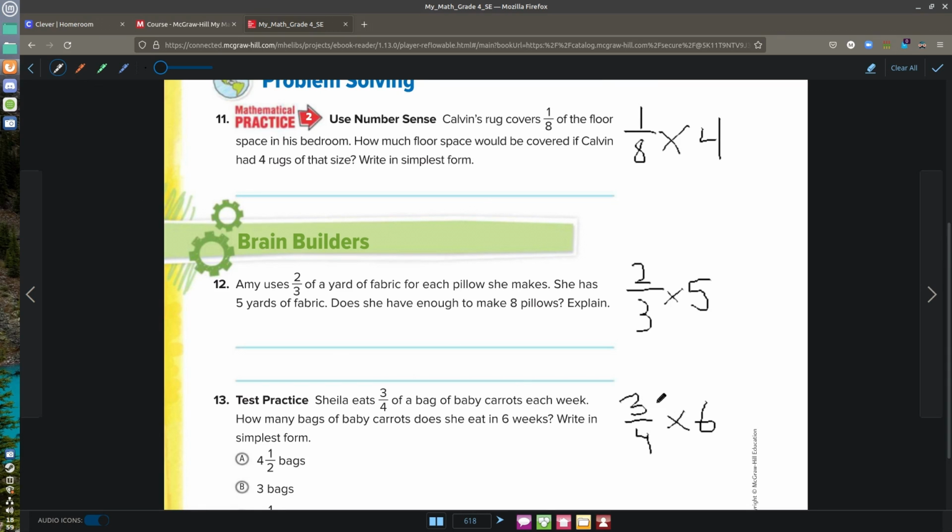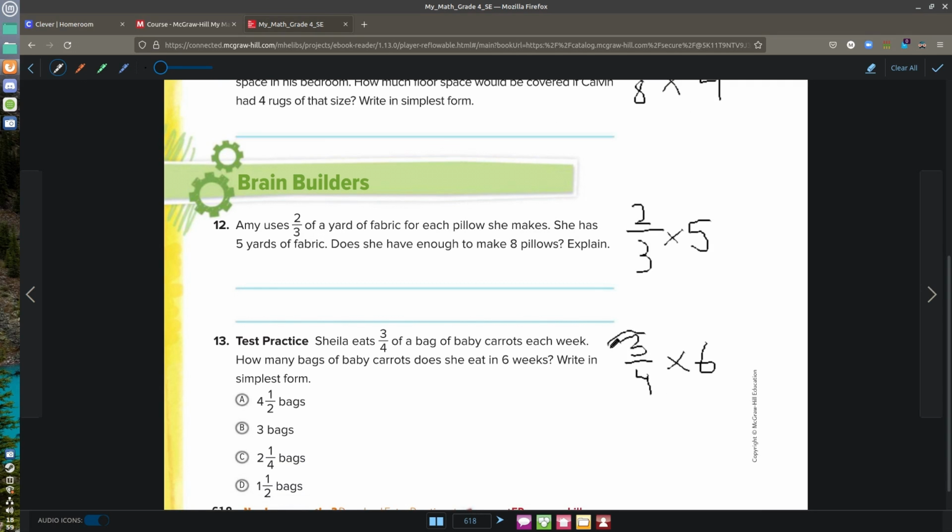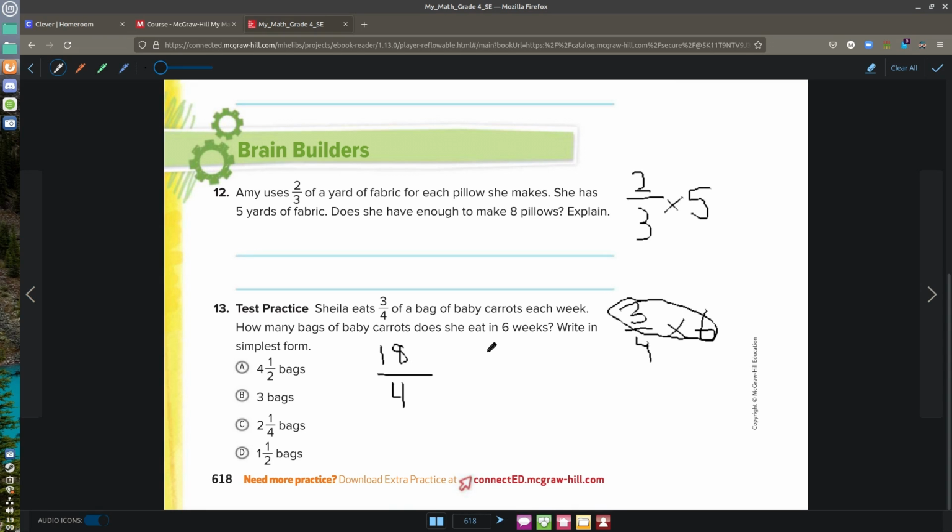So let's look at 13 together for an example. So we do 3 times 6, which is 18. Bottom number stays the same, 4. And then it's an improper fraction, so we have to make it a mixed number, so we divide. So 18 divided by 4. 4 into 1 is 0. 4 into 18 would be 4. 4 times 4 is 16 with a remainder of 2. So that would make the whole number 4, the top number, the numerator of the fraction, 2, and the bottom number would stay the same.